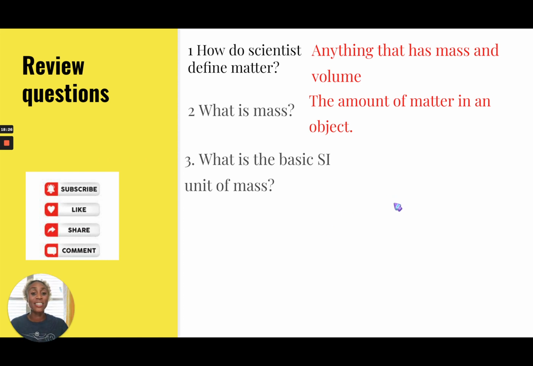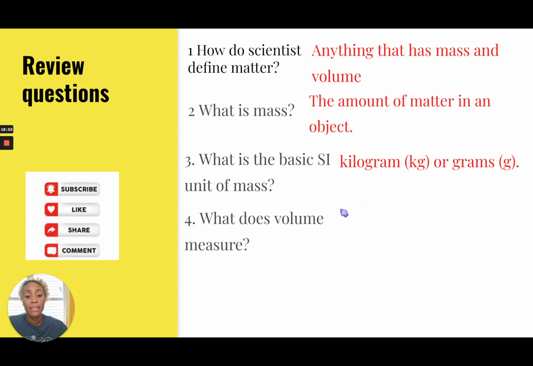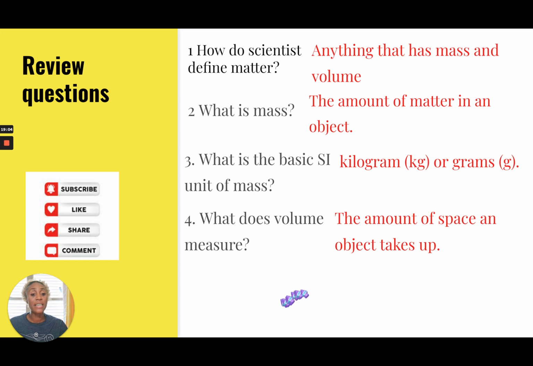Very good. Good job. The basic SI unit for mass is kilograms, or for smaller objects, you could say grams. Because we know kilo means 1,000, kilograms are usually for the larger objects and grams are for the smaller objects. But that's basically the same unit. And the next question, what does volume measure? Anyone remember? I'm listening. Very good. Volume is the amount of space an object takes up.